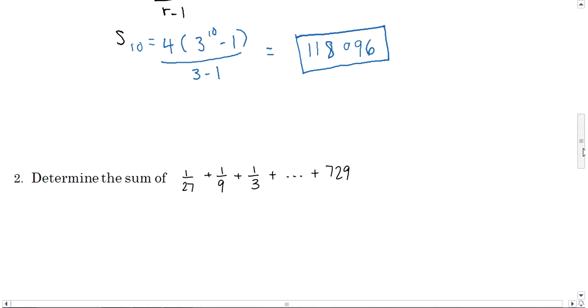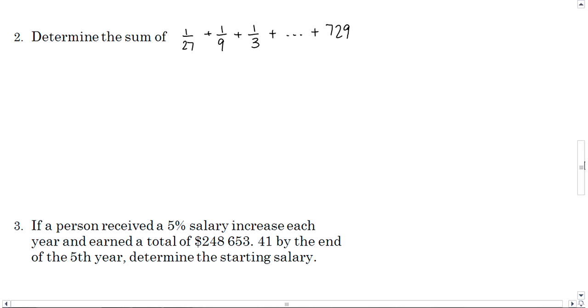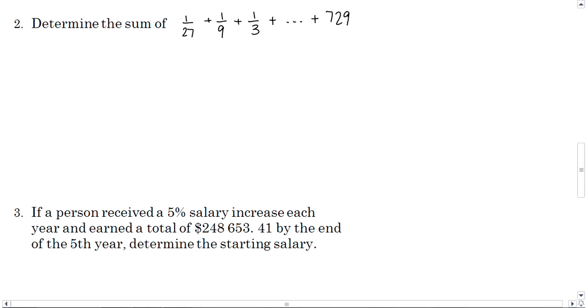Okay, let's move along. Oh, I didn't tell you to pause. Darn. Let's do it here. Determine the sum of this series here, this geometric series. Why don't you go ahead and pause now? Please pause and try this yourself. Please pause. No pause? Okay, well, let's just go on. We can't do this all day.